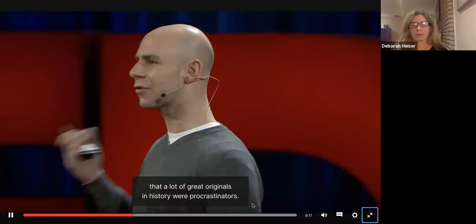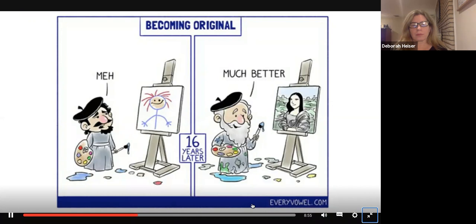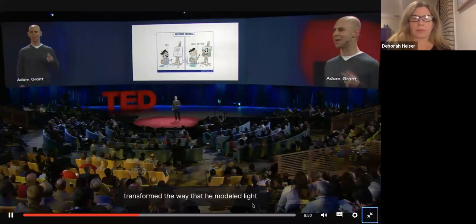Take Leonardo da Vinci. He toiled on and off for 16 years on the Mona Lisa. He felt like a failure. He wrote as much in his journal. But some of the diversions he took in optics transformed the way that he modeled light and made him into a much better painter. What about Martin Luther King Jr.?